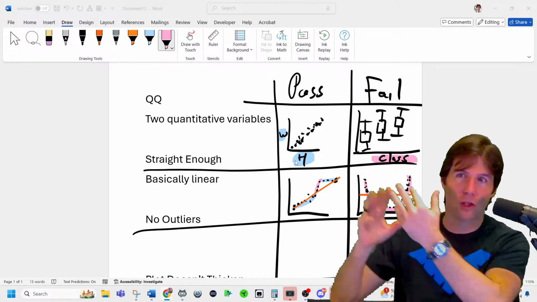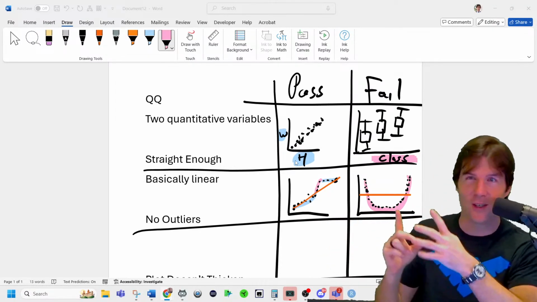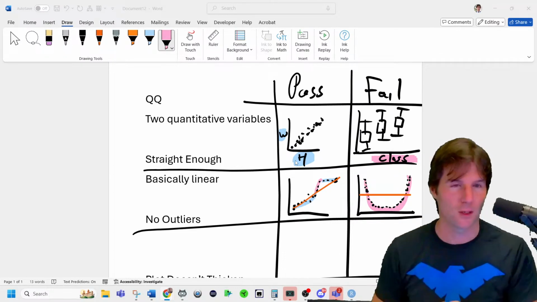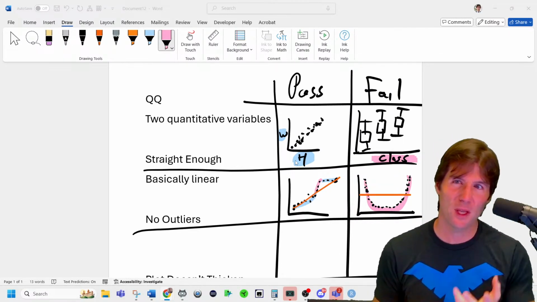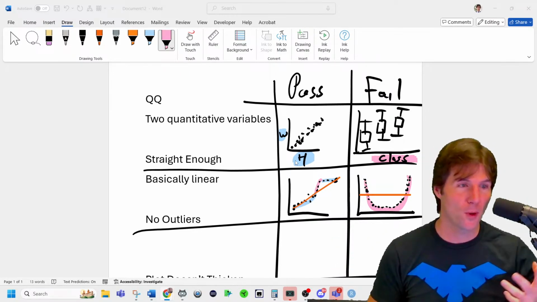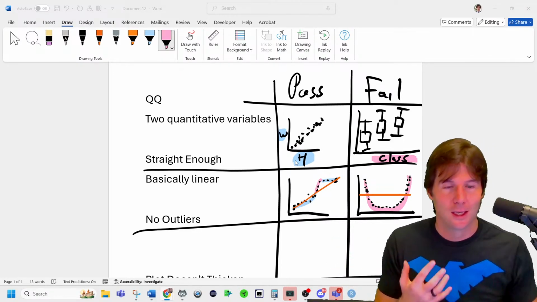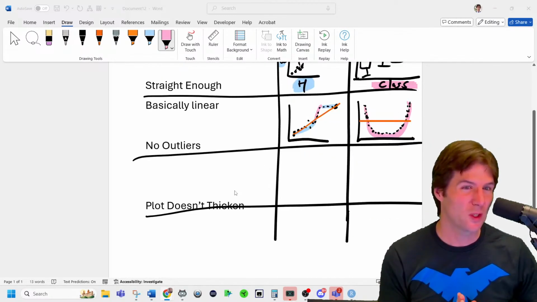Modeling means to describe it with a line, like to model the relationship with a line, to say, hey, this follows a line. No, it doesn't. We should use a parabolic model. Do people understand the straight enough condition, which means it basically follows a line? The data points basically follow a line. Not perfectly, basically. Now, the no outliers condition, we make super obvious on the test, and especially for 201, we make it really obvious.